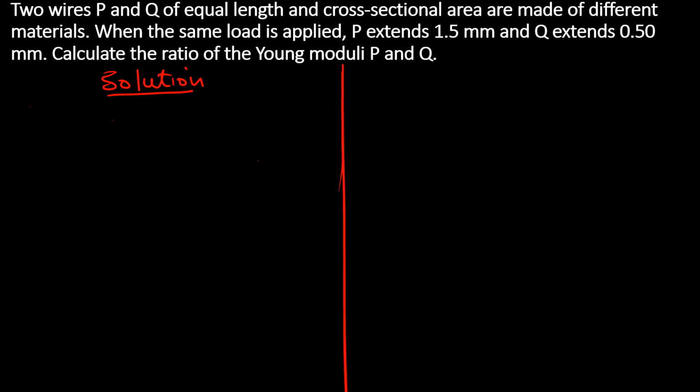The extension of P is 1.5 millimeters, and the extension of Q is also 0.50 millimeters. But the length and the cross-sectional area of the wires are the same. But Young modulus, let me state it.